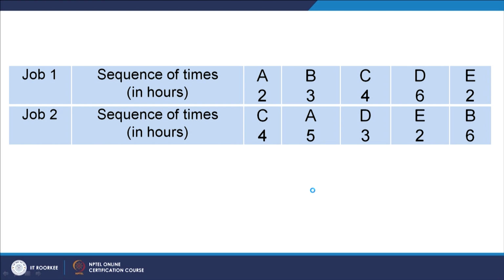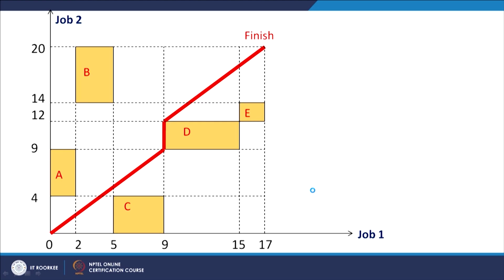So, the technological order is given. Job 1 has to be processed first on A, then on B, then on C, then on D, and then on E, whereas job 2 has to be processed in this sequence: C, A, D, E and B. Now, how to solve this particular case? This is solved with the help of this graph.